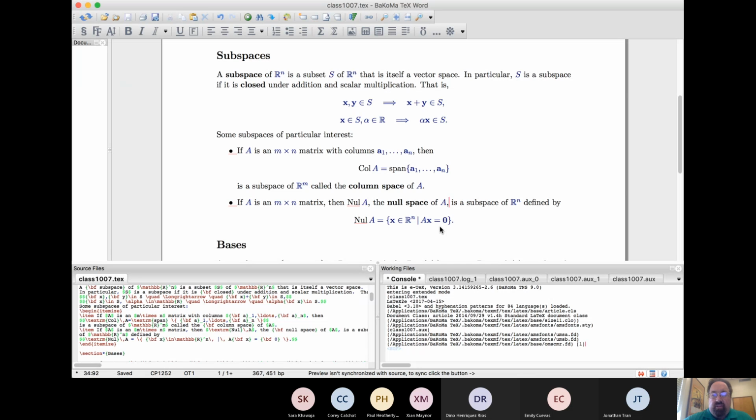In many cases, the null space will consist only of the zero vector. Like, what if A is an invertible matrix? Then the only solution of the system of equations is X equals 0. So that is the one and only member of the null space. So that can happen. A subspace can have just one element if that one element is the zero vector.